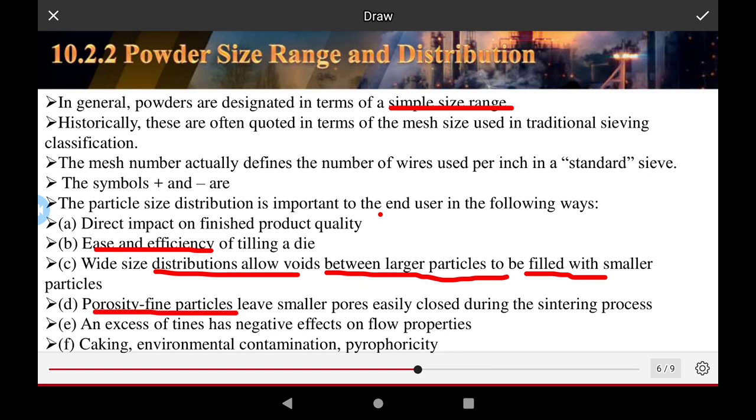The fine particle porosity is a similar process, easily closed during the stirring process, and at times has a negative effect on the flow property of materials that can affect the environment and the proficiency in the application of the powder.